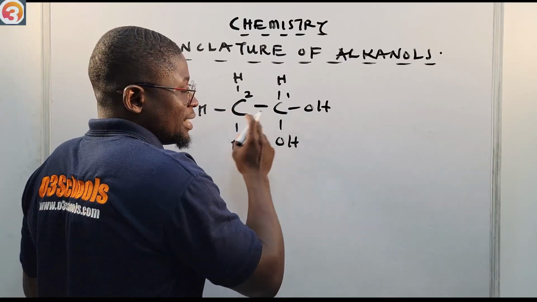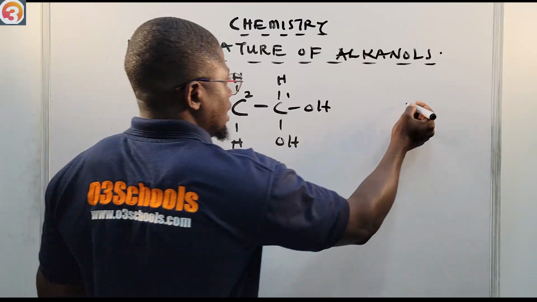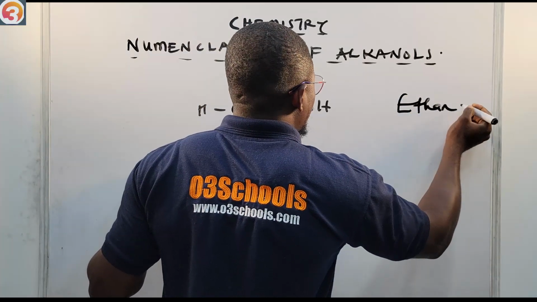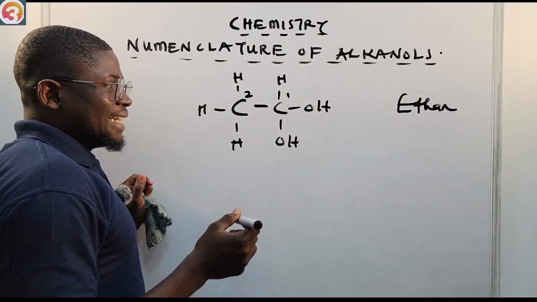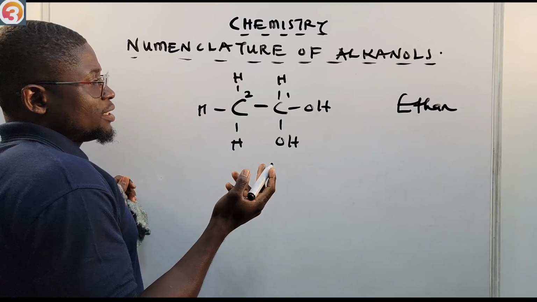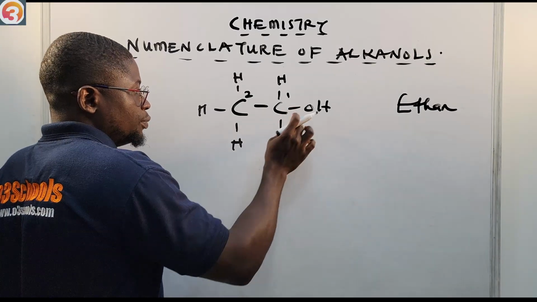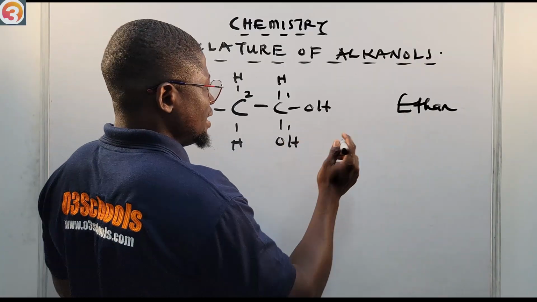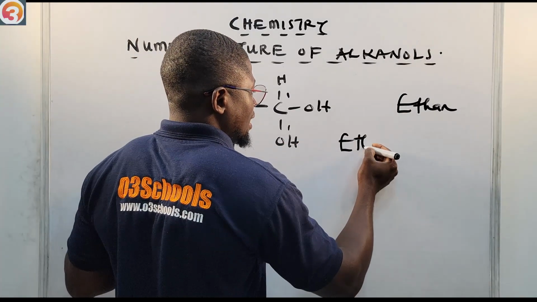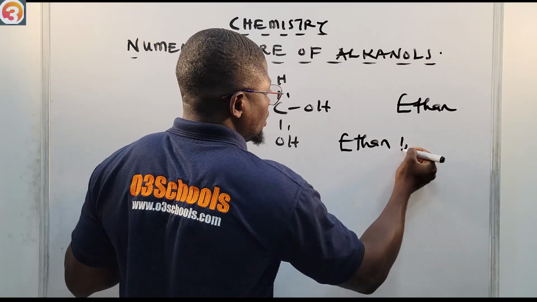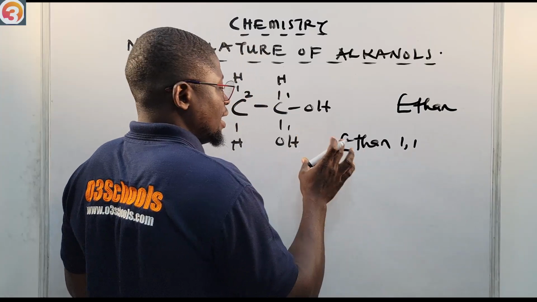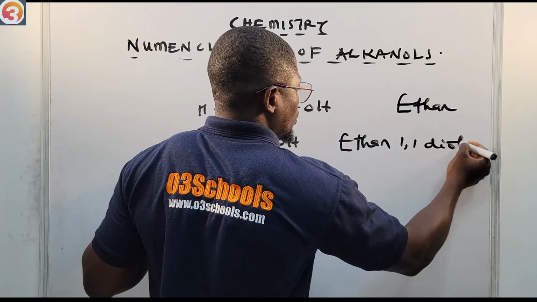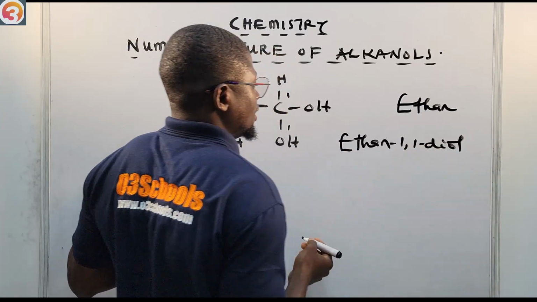Now, how many carbon atoms are in the parent chain? 2. So that is from ethane. Then let's name this compound. We have 2 OH groups on position 1, so 1 and 1. It becomes ethane-1,1-diol.